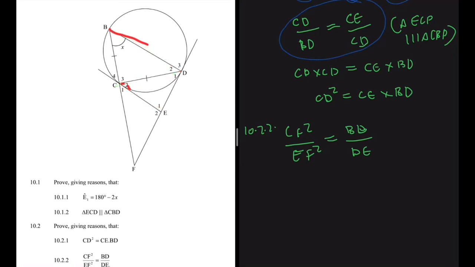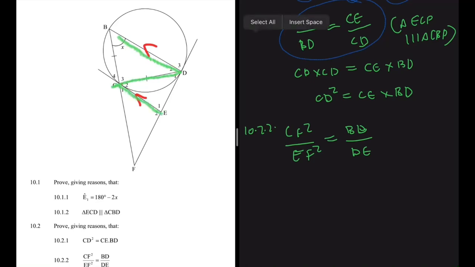If line CE is parallel to line BD, then it will be quite easy to say that CF divided by EF will be equal to something. But then, are they parallel? Let's look at that. We know fully well that if they're parallel, then we can construct something like this. Not really construct because it's already there.